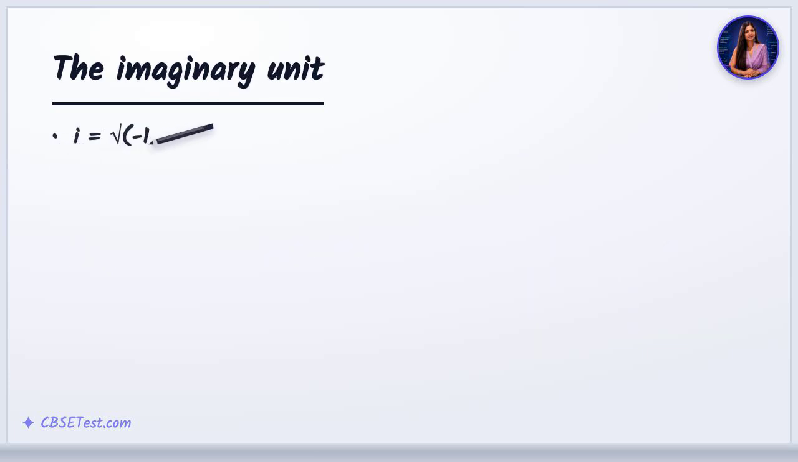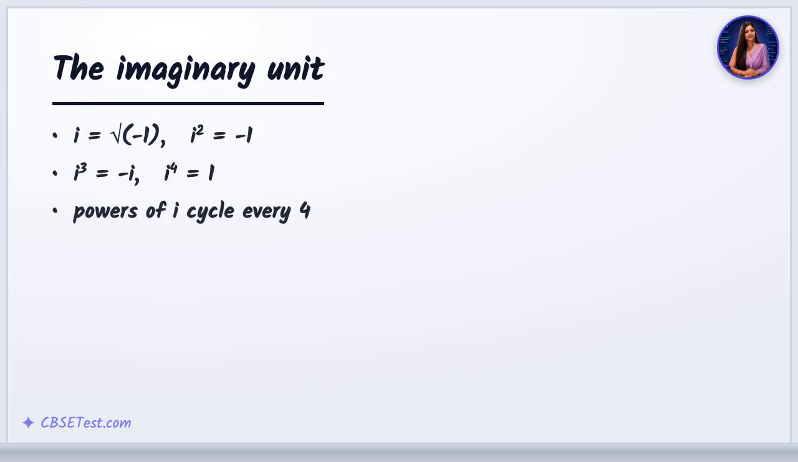We define i as the square root of -1, so i squared is -1. The powers of i then cycle every 4: i, -1, -i, 1, and repeat.